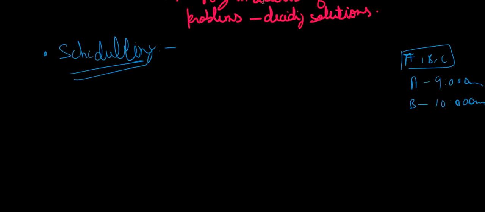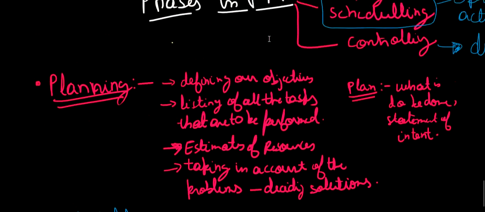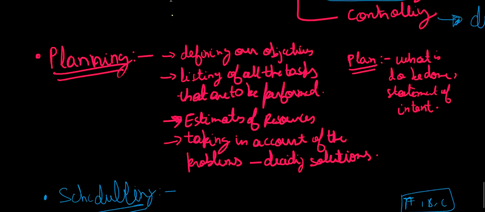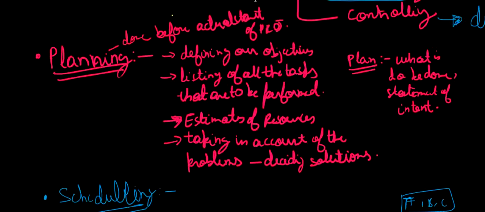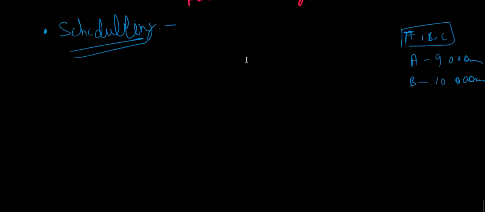So in project scheduling, we generally allot various timestamps to our various activities and tasks. One thing you should also remember here is that it is done before the actual start of the project. So let me mention here also, this scheduling is done before the actual start of the project.